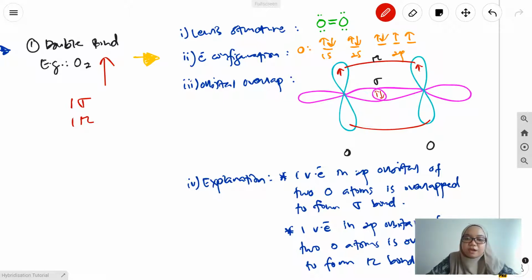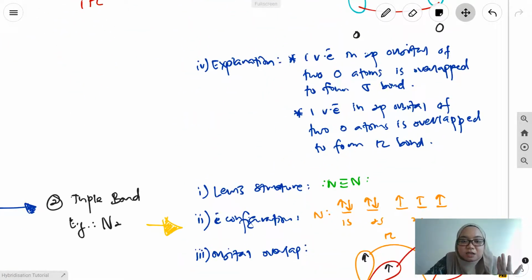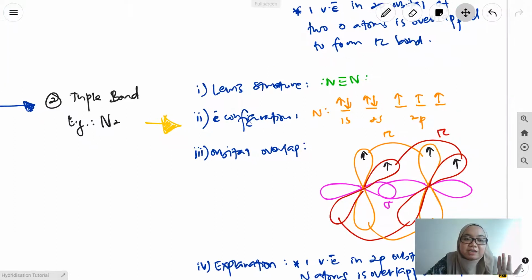For the explanation, we can say that one valence electron in the 2p orbital of each oxygen atom is overlapped to form the sigma bond, and one valence electron in the 2p orbital of each oxygen atom is overlapped to form the pi bond. Understood? Good. Now we are going to look at the second example.